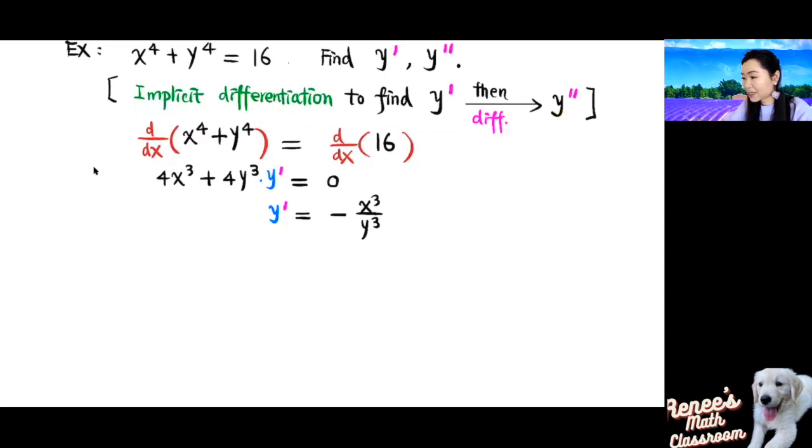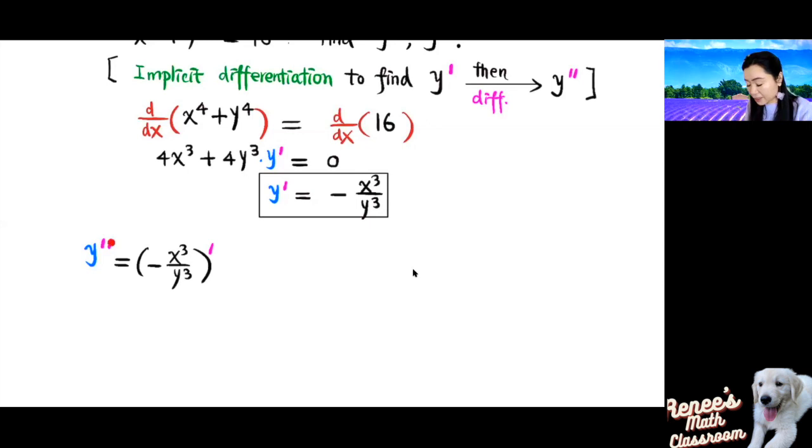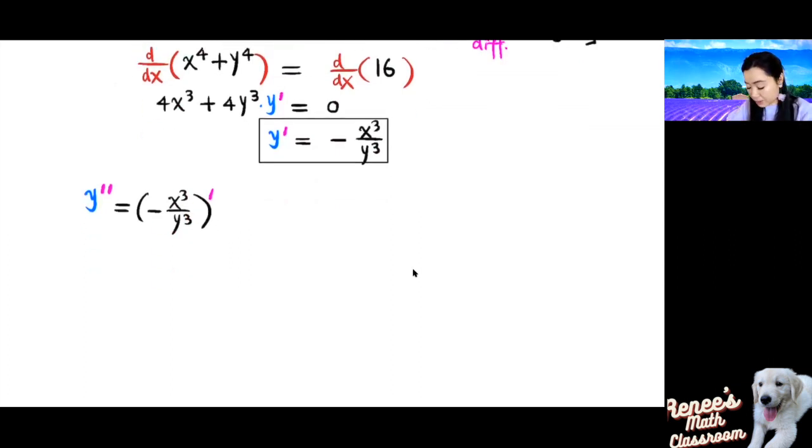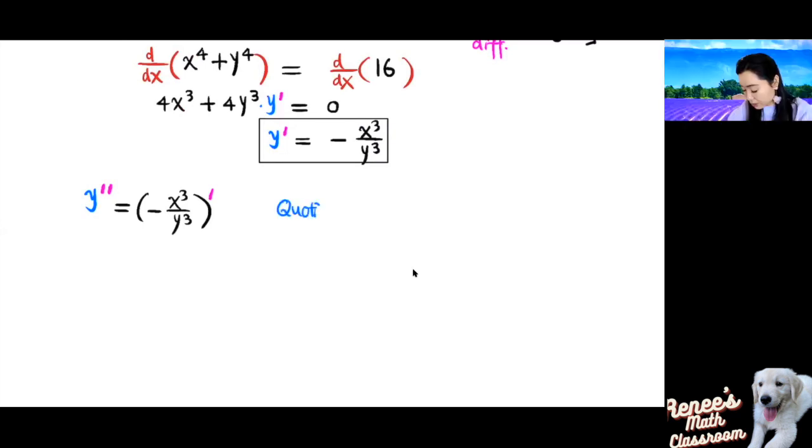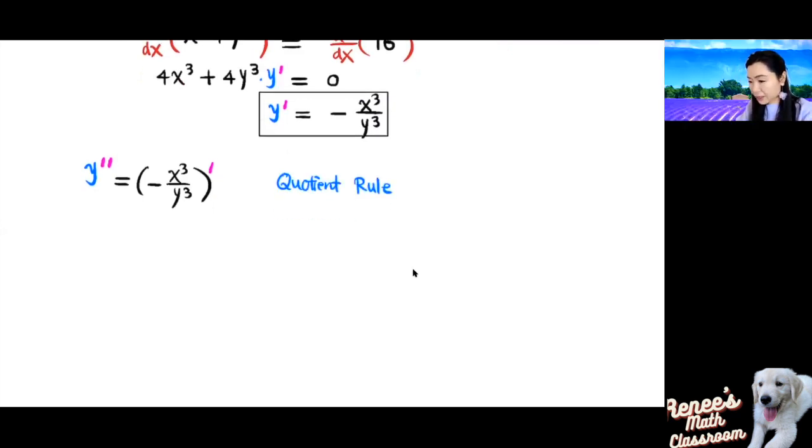So how should we do it? We're going to differentiate both sides of this equation with respect to x again. So to find the second derivative of y, we're going to differentiate this first derivative one more time. Now, what kind of rule do I need to use? Quotient rule, yes. So we're going to use the quotient rule first.